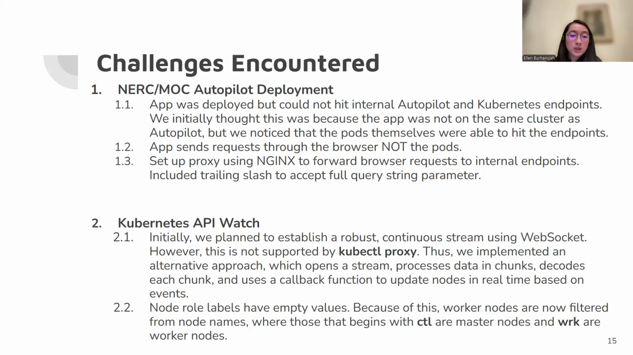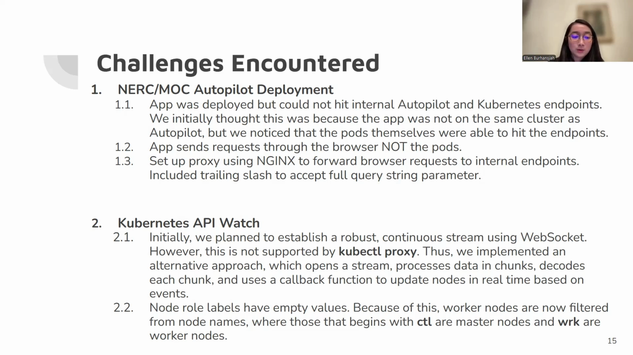We also encountered challenges when implementing the Kubernetes API watch. So initially, the plan was to establish a robust continuous stream using WebSocket, but this was not possible because kubectl proxy does not support WebSocket. Instead, we implemented an alternative approach, which was to open a continuous stream, process the data in chunks, decode those chunks, and use a callback function to update nodes in real time based on events.